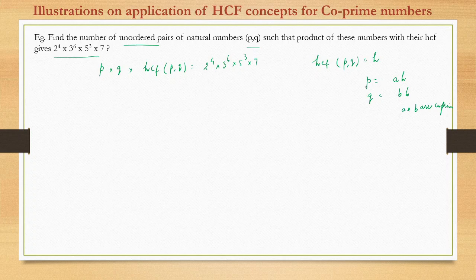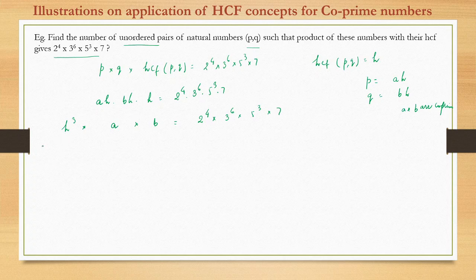Right, this is a generic way of writing any number pair whose HCF is h. So it means that we can write a·h into b·h into h is equal to 2 raised to power 4 into 3 raised to power 6 into 5 cubed into 7. So this is nothing but h cubed into a into b, which is 2 raised to power 4 into 3 raised to power 6 into 5 raised to power 3 into 7 raised to power 1.